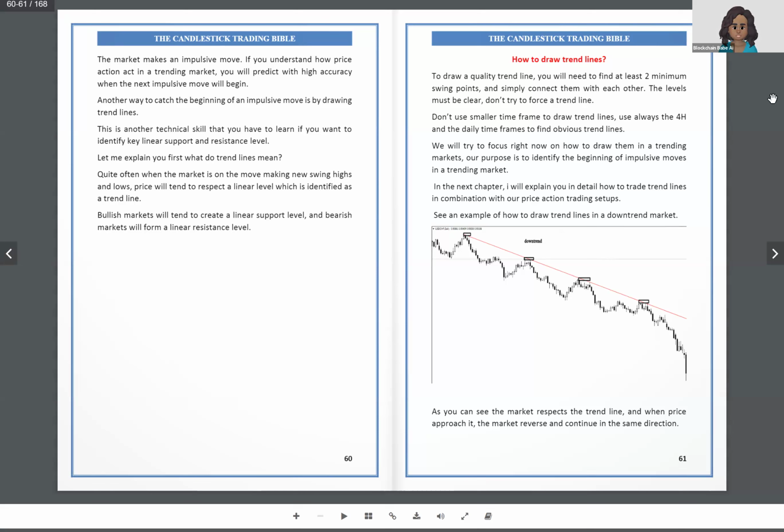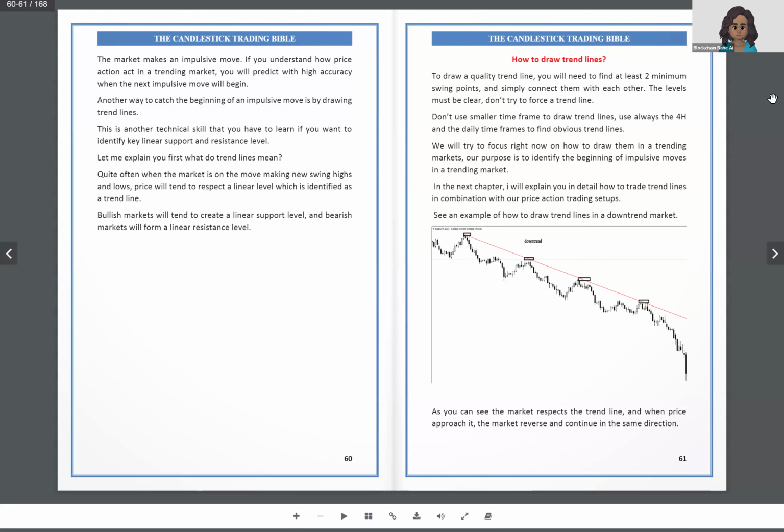Quite often, when the market is on the move, making new swing highs and lows, price will tend to respect a linear level, which is identified as a trend line. Bullish markets will tend to create a linear support level, and bearish markets will form a linear resistance level. How to draw trend lines? To draw a quality trend line, you will need to find at least two minimum swing points and simply connect them with each other. The levels must be clear.